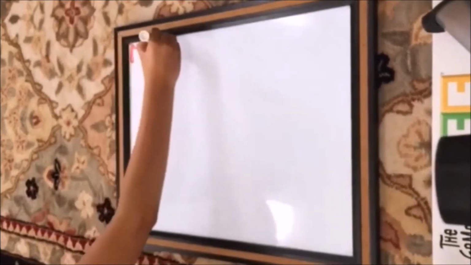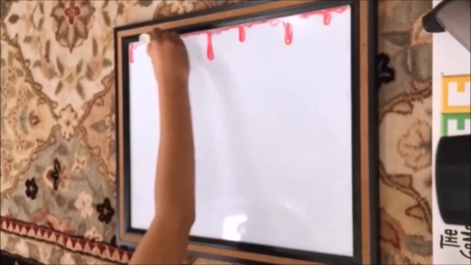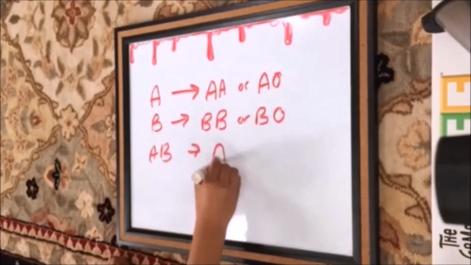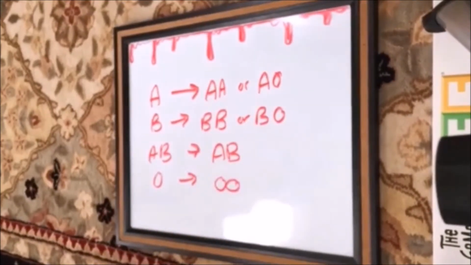So how is your blood type determined? Blood type is hereditary, and like all traits, some are dominant over others. A and B are dominant over O, but A and B are codominant. O is the recessive allele. A blood can have either 2 A alleles or an A and O allele. B blood can have either 2 B alleles or a B and O allele. AB blood can have only an A and B allele. O blood can have only 2 O alleles.